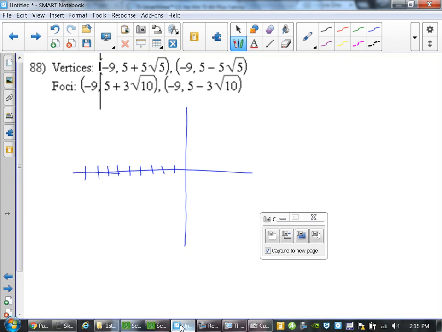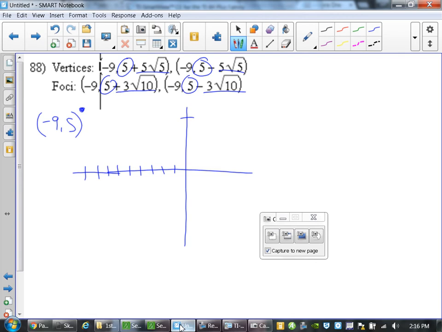And look what happens here. It's 5 plus something, it's 5 minus something. Where's the h and the k? We get -9 and 5. So I know that my center is going to be at -9 and 5. It has to be, just by looking at that.